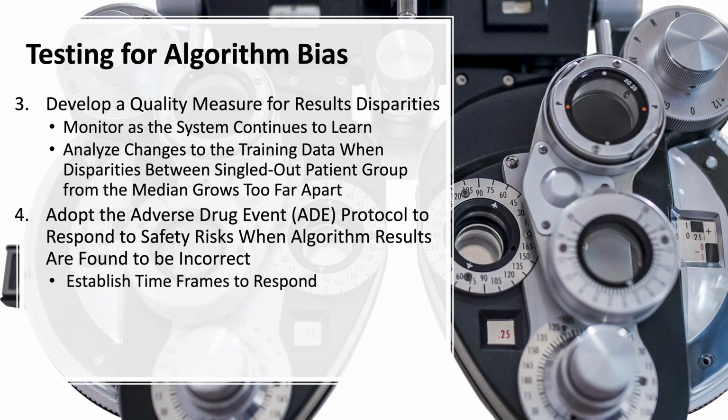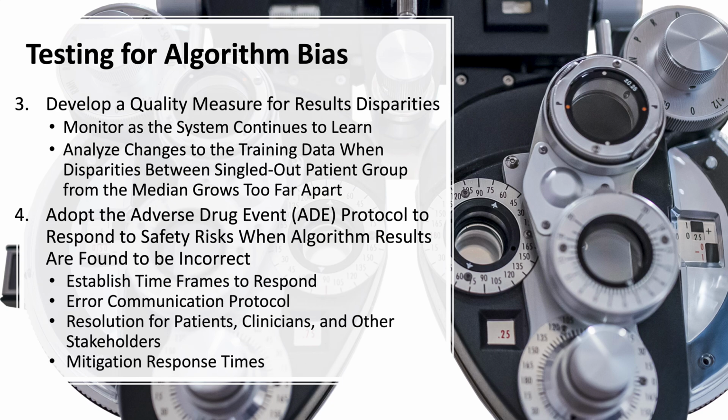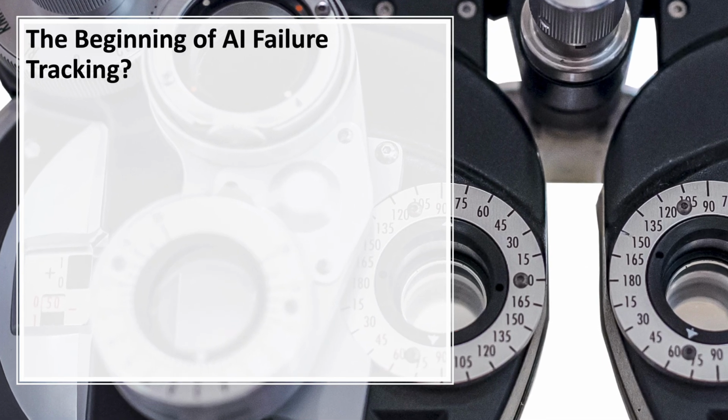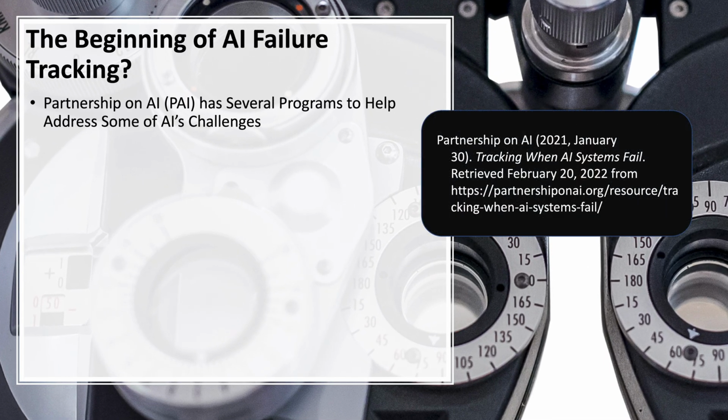And then finally, there's some movement to adopt an adverse drug event type of protocol to report errors when we have algorithm bias issues. And how we report them also will be the time that we usually respond, our corrective actions, and so forth. But it's a way to formalize our process of correcting algorithm errors when we find them. And that's leading us to the beginnings of AI failure tracking. There's a great tool out there. You can do some research.